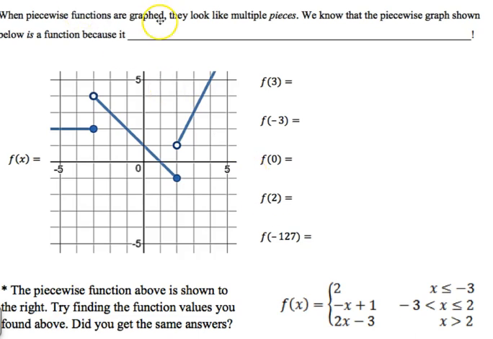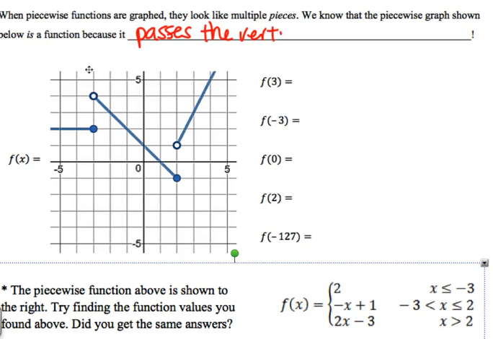All right, so when piecewise functions are graphed, they look like multiple pieces, hence the name piecewise. We know that the piecewise graph shown below is a function because, remember our knowledge from functions in Module 2. Remember the vertical line test we did, you didn't want to hit 2 points vertically because that means you would have 2 x values and you don't want your x's to repeat. So the following is a function because it passes the vertical line test.